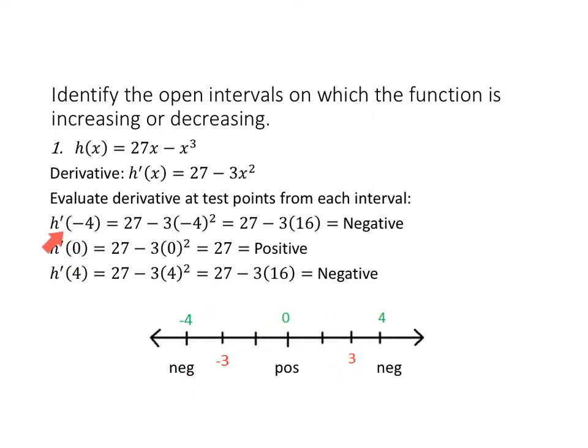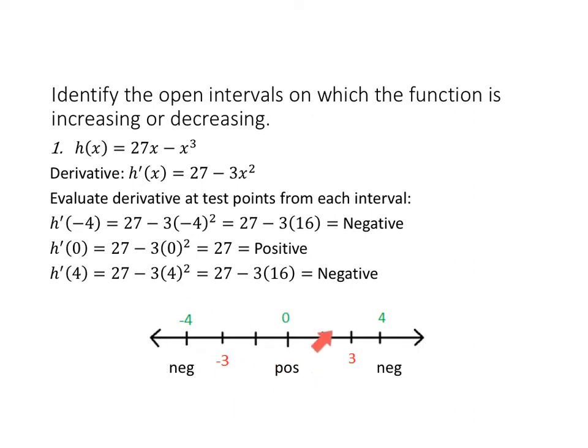When I put in -4 to the derivative, 27 minus 3 times -4 squared, that's 27 minus 3 times 16. And I know that 3 times 16 is bigger than 27, so when I subtract it, my answer is going to be a negative. Notice, I don't care what the number is. All I care is that it's negative. H prime at 0 is going to give us 27, which is a positive value. And H prime at 4 is going to give us a negative for the same reason that H prime at -4 did. So I know in this interval from -infinity to -3, the derivative is always negative.